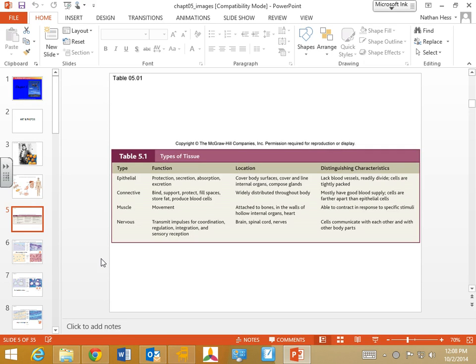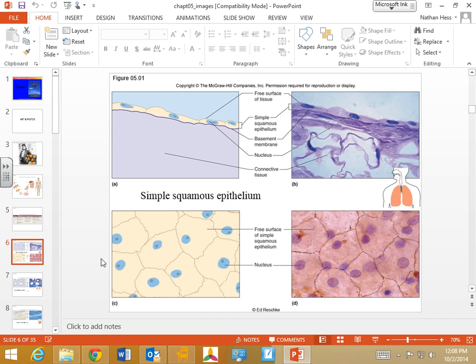Okay. Reviewing for you, to remember where we were when we left off yesterday. We're talking about these tissues, right? Four main types of tissues: epithelial, connective, muscle, and nerve. So far, all we've talked about is epithelial, and not even all of the epithelial, just a couple of them. We talked about simple squamous.